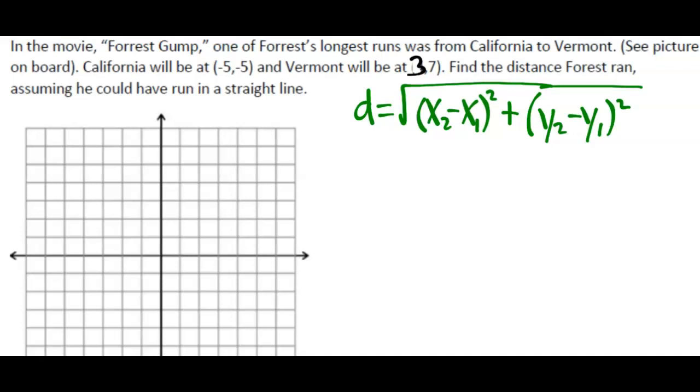Okay, if by any chance your number's not a 3 there, you need to make that a 3. So California was approximately at -5, 5. So 1, 2, 3, 4, 5, go down 1, 2, 3, 4, 5. All right, so I'm looking from this point to 3, 7. 1, 2, 3, up to 7. 1, 2, 3, 4, 5, 6, 7. I am looking for the distance of that line.